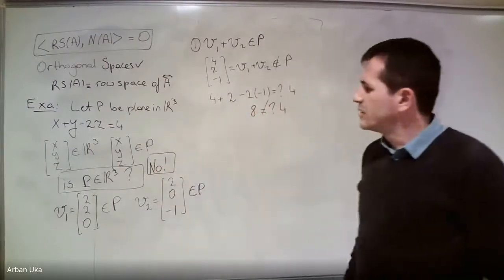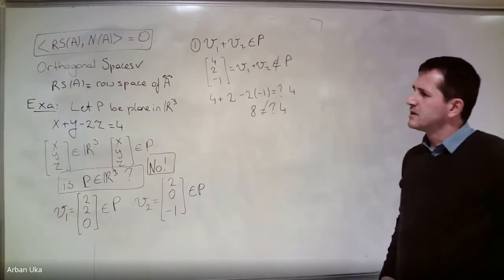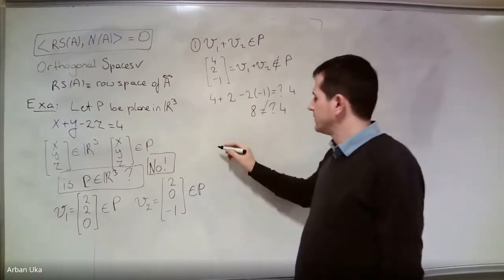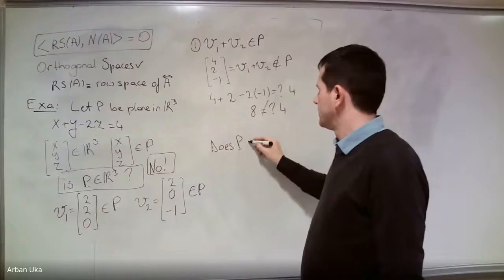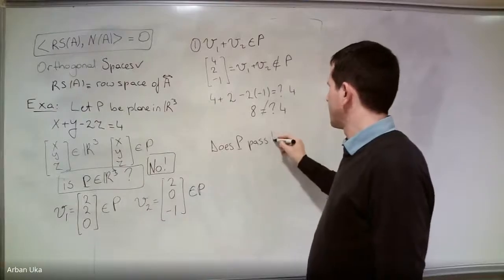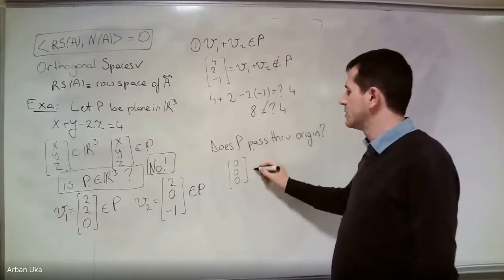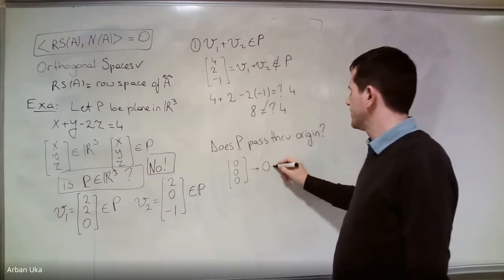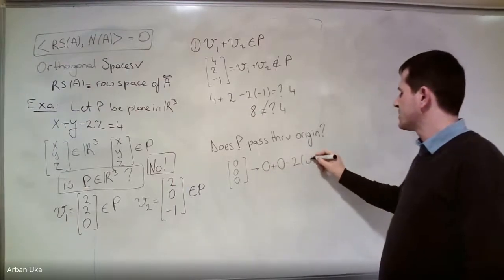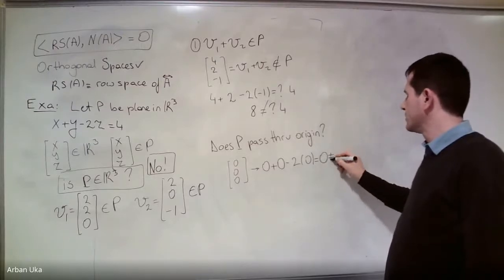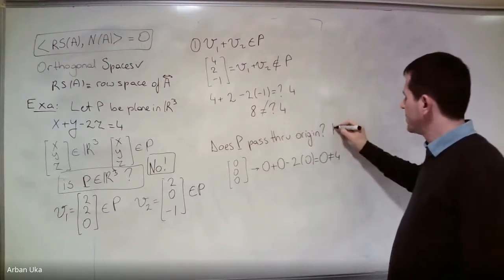But similarly, I can ask you the following: does this plane pass through the zero? It doesn't, since we have a free number, 4. If it were x plus y minus 2z equal to 0, it would pass through the origin. But in this case, it doesn't. Okay, thanks for your answer. So (0, 0, 0) would give you 0 plus 0 minus 2 times 0. This is 0, which is not equal to 4. Okay, so we say here no.